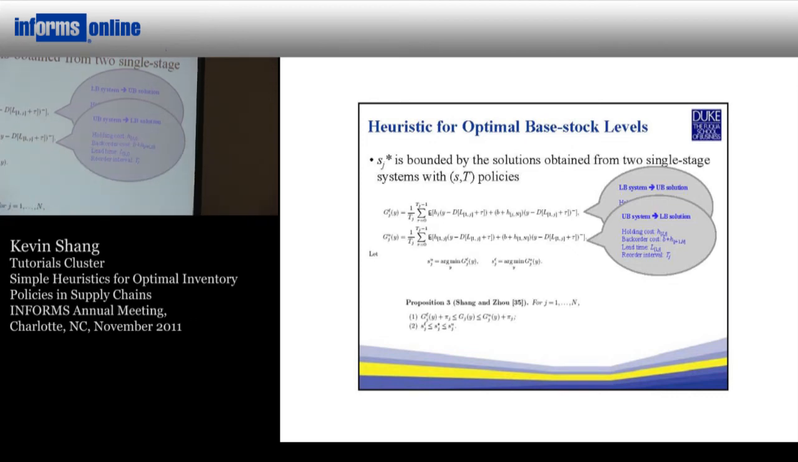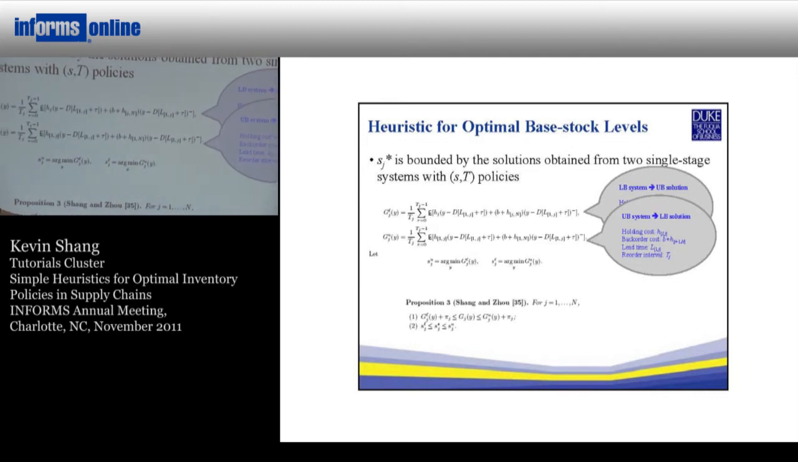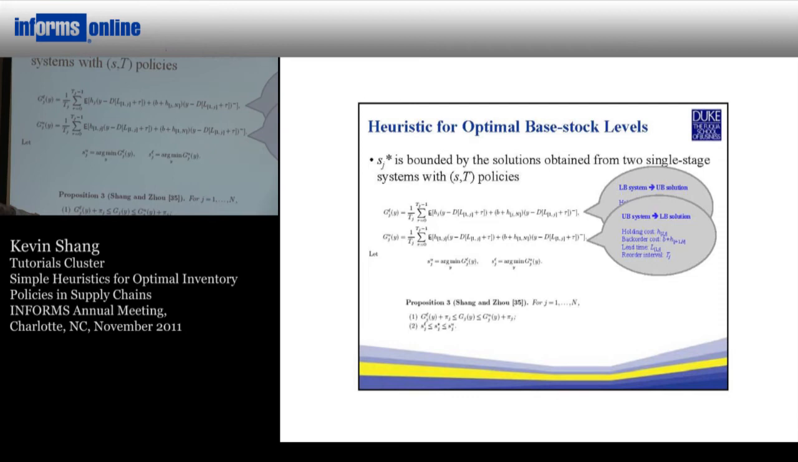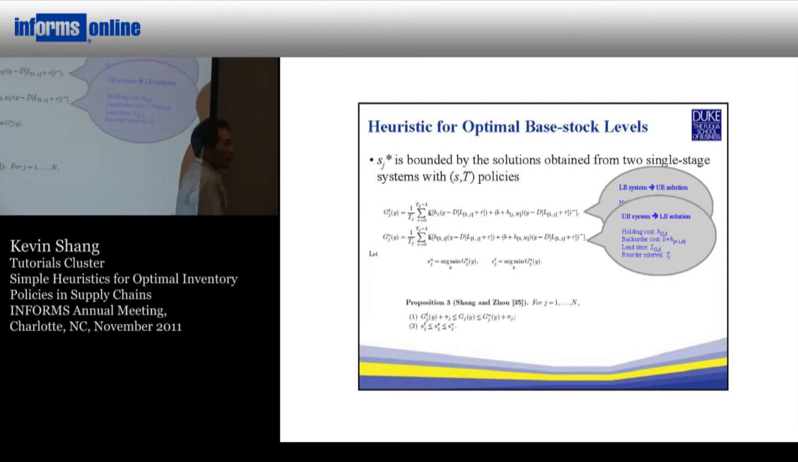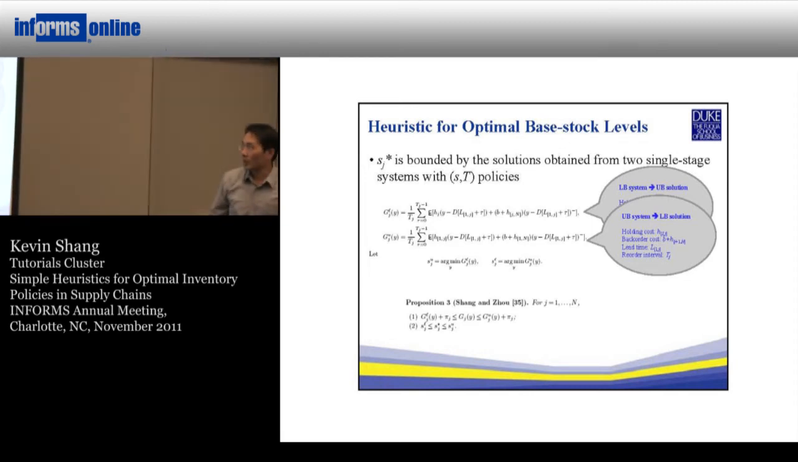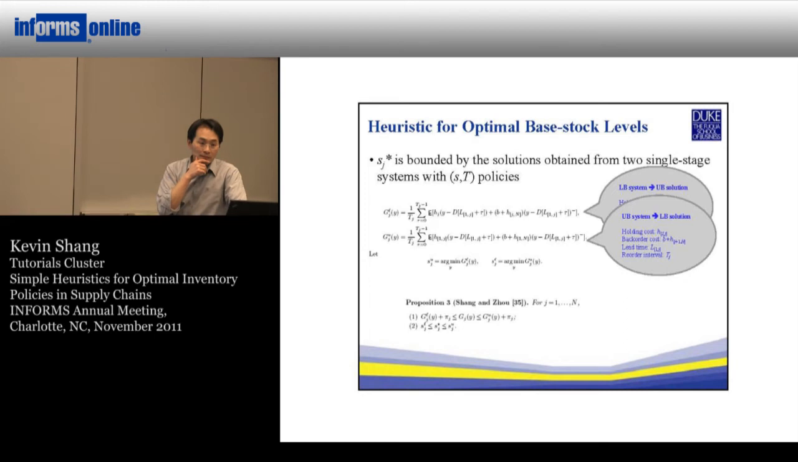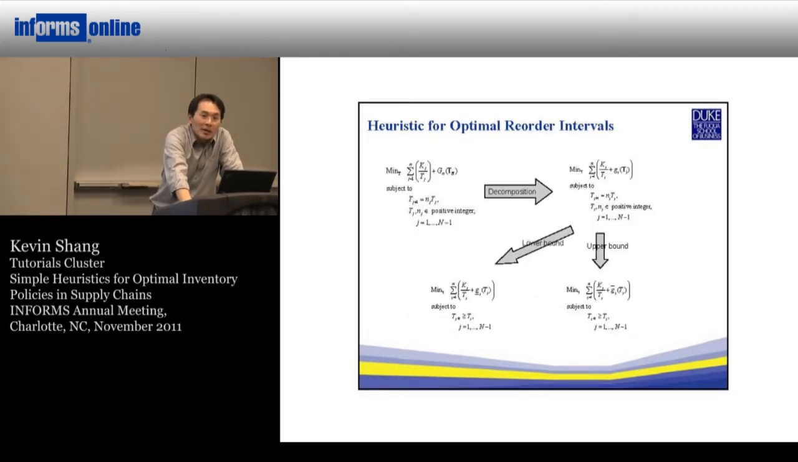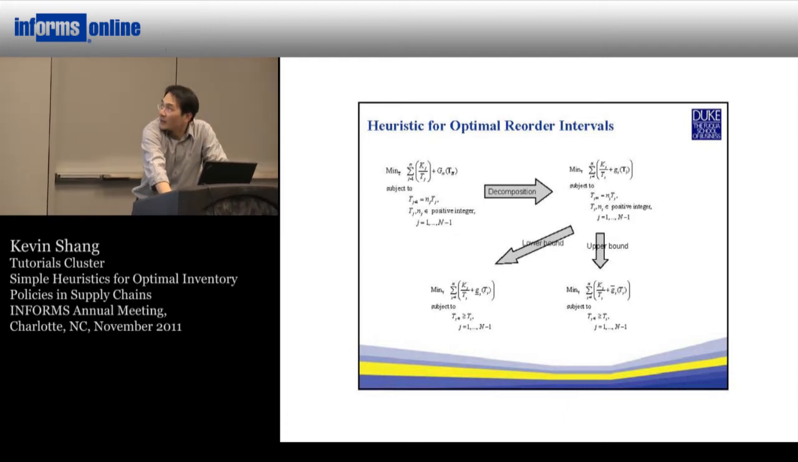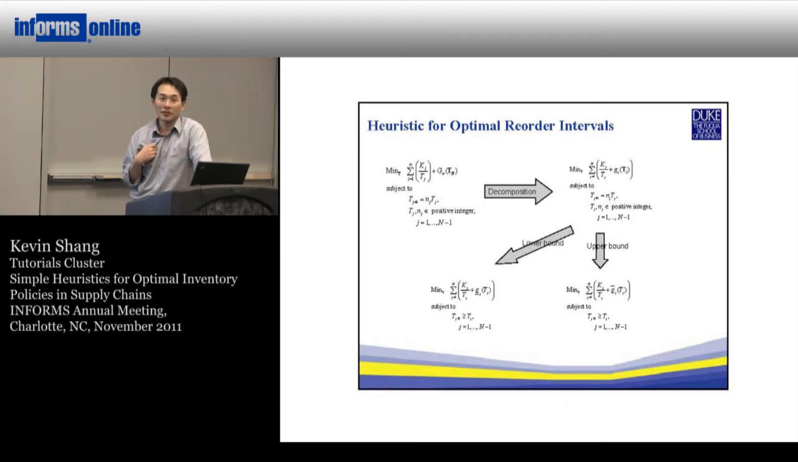And for each of the single stage systems, I can find the best base stock levels. And we can prove that the optimal base stock level is bounded by these 2 single stage solutions. So we have an easy way to come up with an approximation for the base stock level. Now, this is not too exciting, and we pretty much can predict that, right? What's more exciting is how we give the heuristic for optimal reorder intervals.